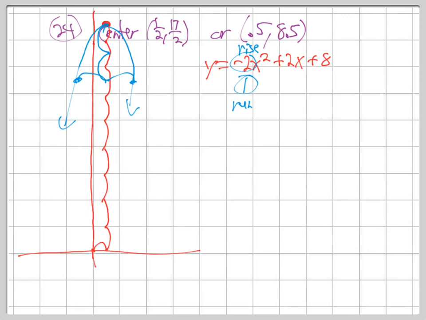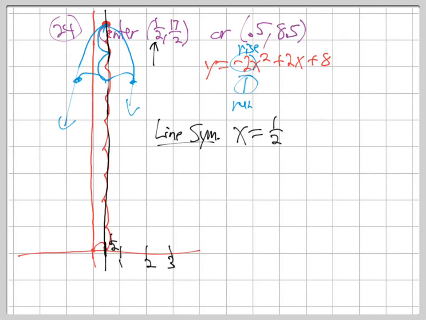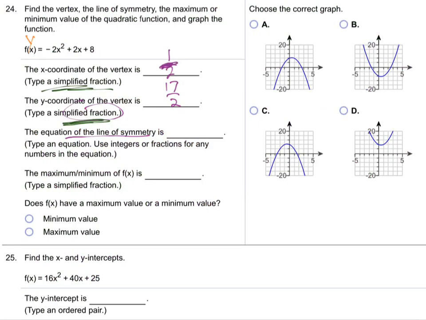What's the line of symmetry? Now, it wants the line of symmetry. That's the line that goes right through the middle. That's x equals the x-coordinate. It's always the x-coordinate because if you keep this line going down, it'll hit right here at a half. This is 1, 2, 3 on the x-axis, right? It's hitting at a half. So that's x equals a half.